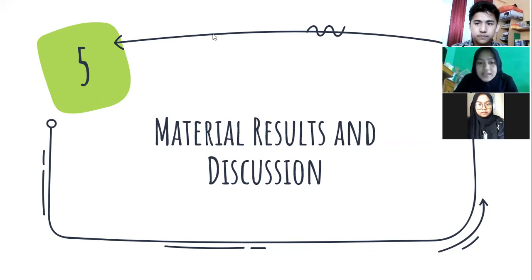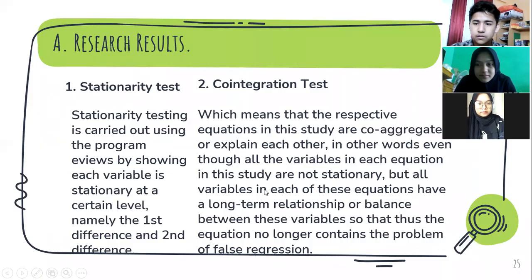Material results and discussion. A. Research results. 1. Stationarity test. Stationarity testing is carried out using the program to see if the variable is stationary at a certain level, namely at first difference and second difference.